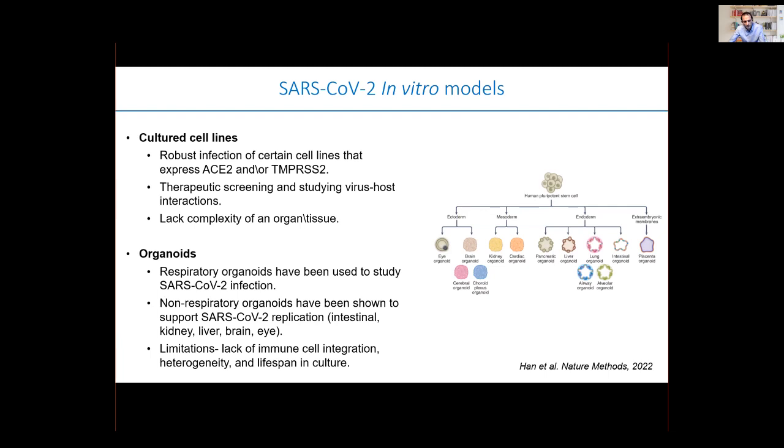There's a lack of immune cell integration. These organoids tend to be very tissue specific. They may not have all the immune cells, the innate or adaptive immune cells, integrated into that tissue. There are some individuals that are now engineering these organoids to allow for integration of both these tissue-specific cells as well as innate and adaptive immune cells.